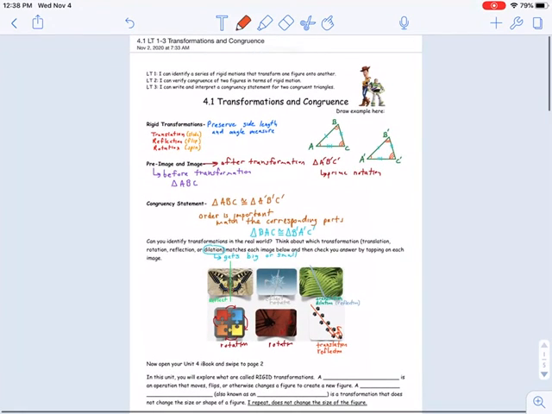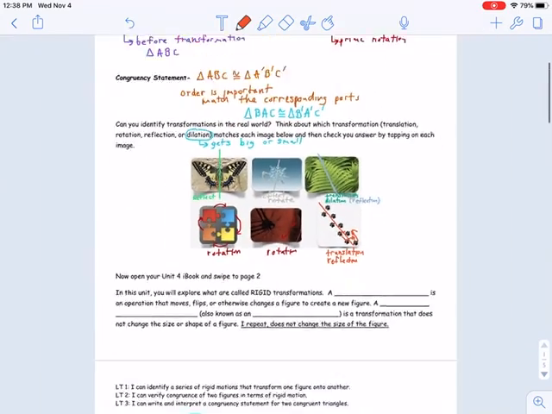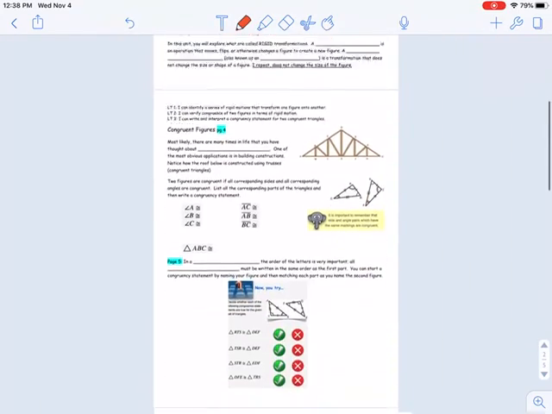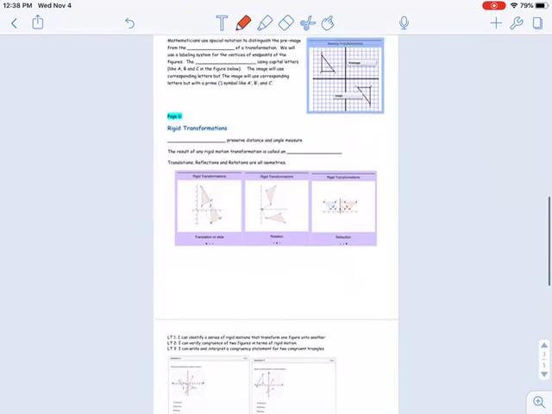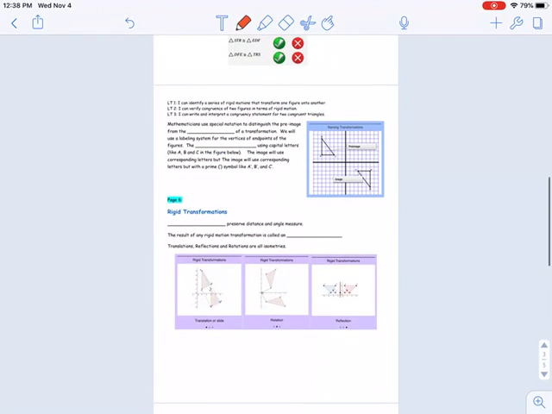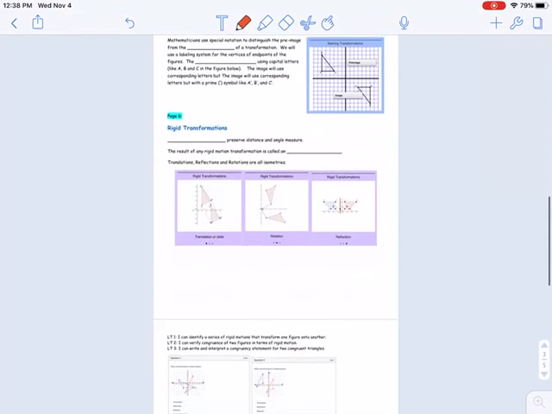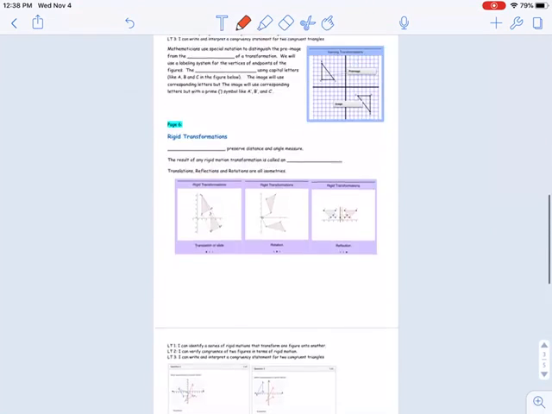Anyways, all right, so that's a little crash course in transformation and congruence. Now you need to go to your iBook and read the notes. All right, it tells you which page to go to, what to do, so on and so forth, and then there are some follow-up questions. All right.